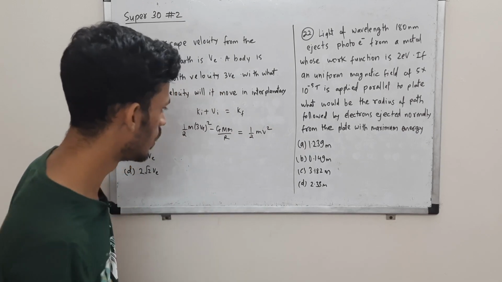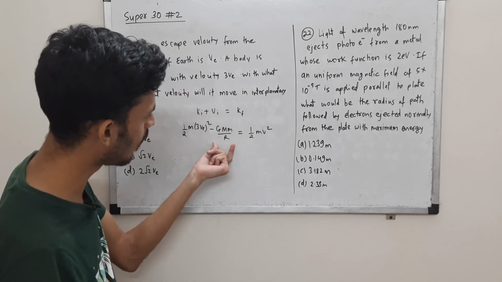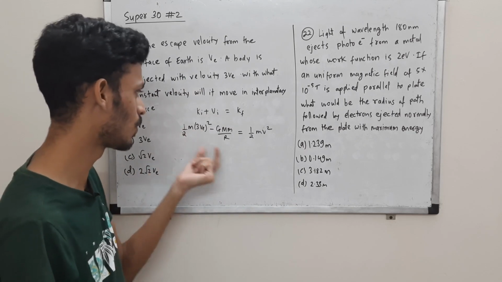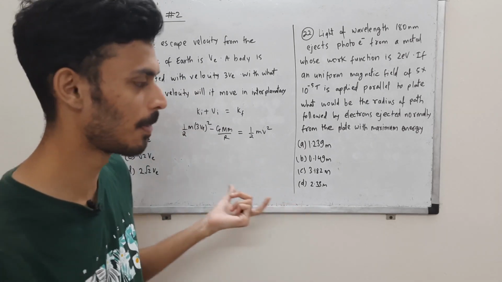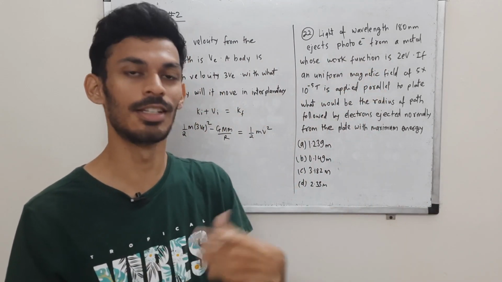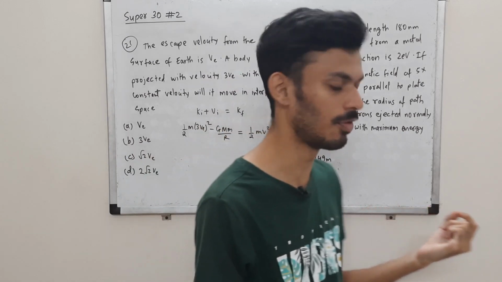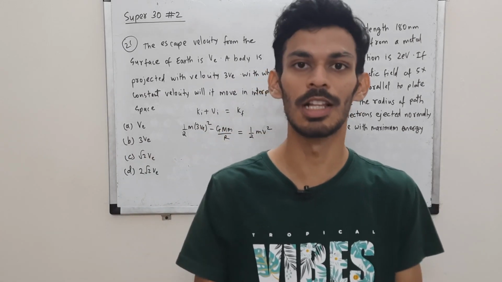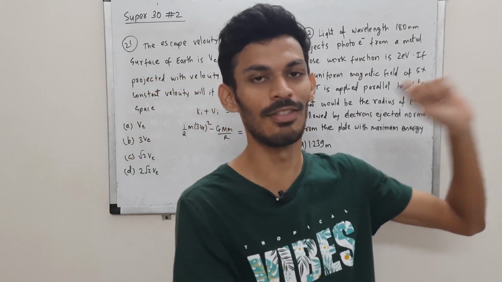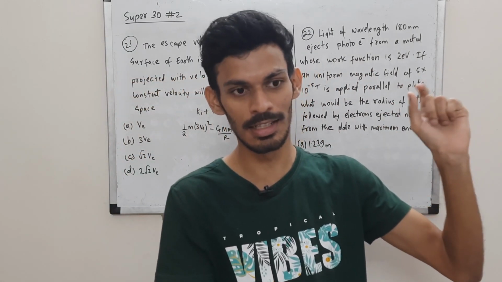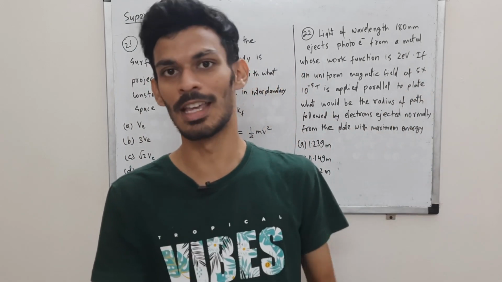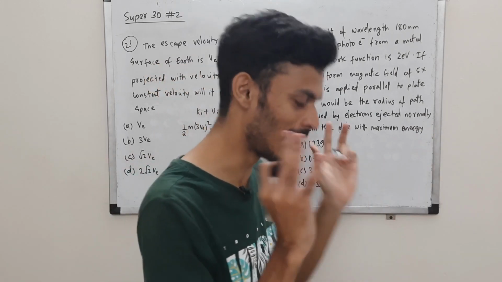Here you can see that this is nothing but half m v squared. This is 9 times half m v squared, and this is half m v squared, because the potential energy becomes equal to half m v squared. This is the concept of escape velocity, because these two terms cancel out each other, hence the final energy is 0. That is the kinetic energy you need to supply for escape velocity. Okay, so that is the concept.